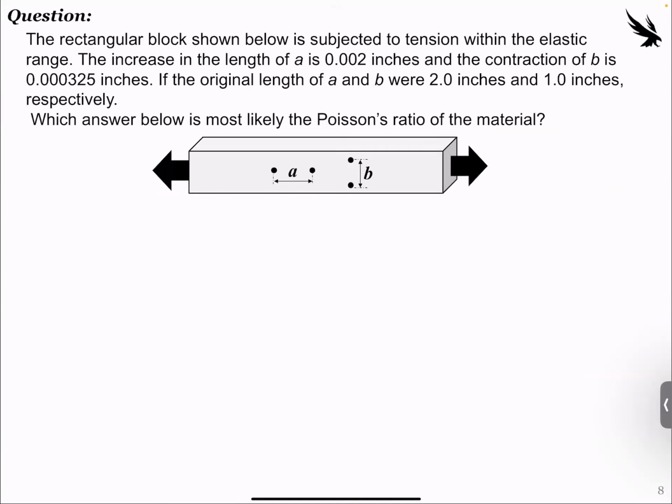All right, let's move on to some Poisson ratio questions. This one is from a homework. The resulting block shown below is subjected to tension within the elastic range. That's going to be a key, good assumption there. The increase in length in A, the section shown there, is 0.002 inches, and the contraction of B is 0.00325 inches. So really, really small stuff. The original lengths of A and B are 2 inches and 1 inch respectively. Let's say this is a multiple choice question. Which of the answers below is most likely the Poisson's ratio of the material?